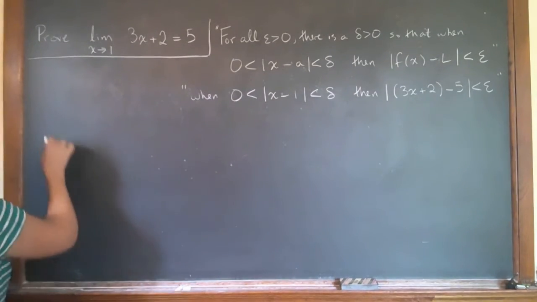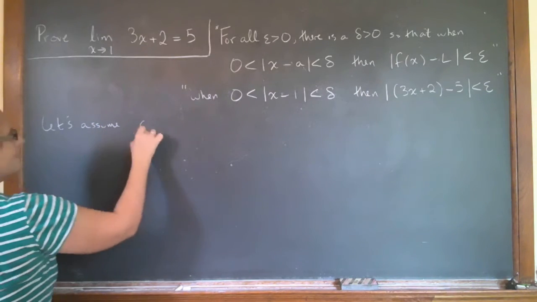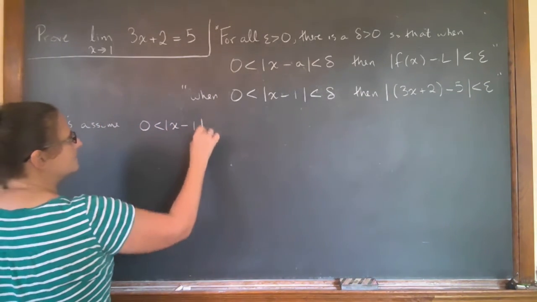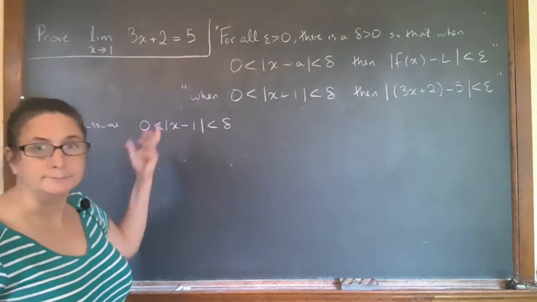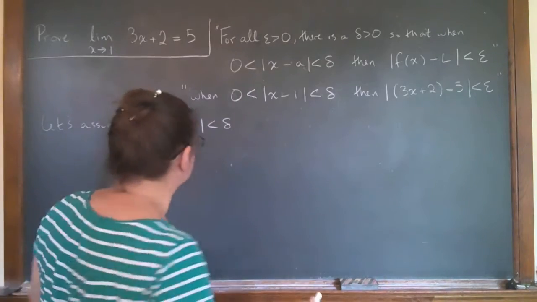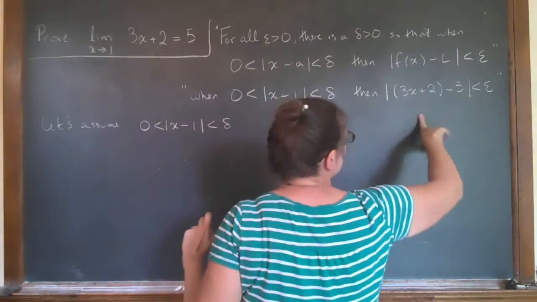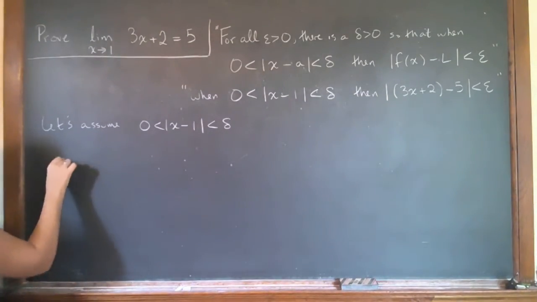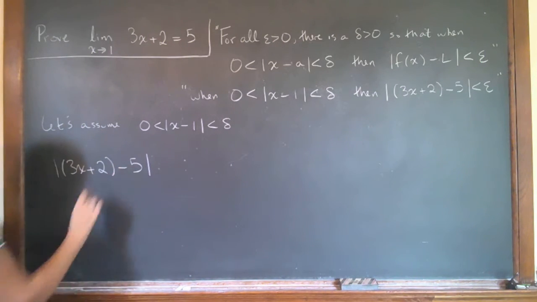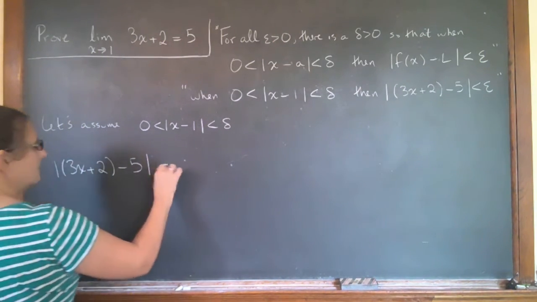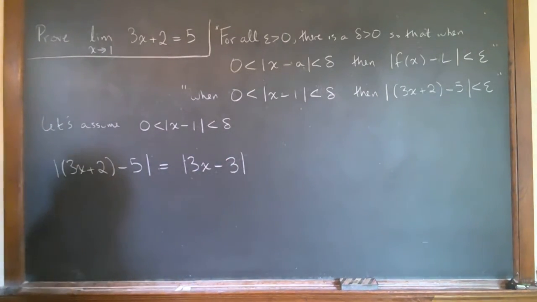So let's assume for the moment this guy. So we're within delta of the point 1. We don't know what delta is here. It's okay. Now let's look at what this side is that we're supposed to show. I'm going to write it down here. The absolute value of 3x plus 2 minus 5. All right, well, we can do something with that, right? This is just the absolute value of 3x minus 3. Absolute value is always, right?